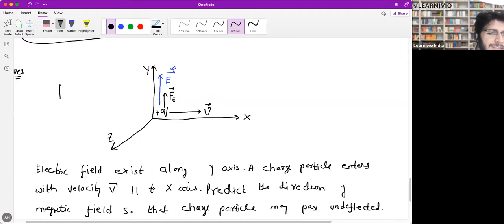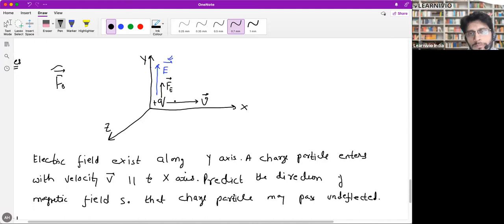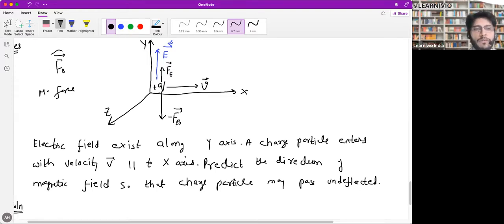Now, there is some magnetic force acting on the particle. Fatma, can you predict the direction of magnetic force so that net force on the charged particle is 0? I'm not asking about field. I'm asking about magnetic force only. Opposite to that means along which axis? No, this is negative Y. So magnetic force should act in negative Y axis.